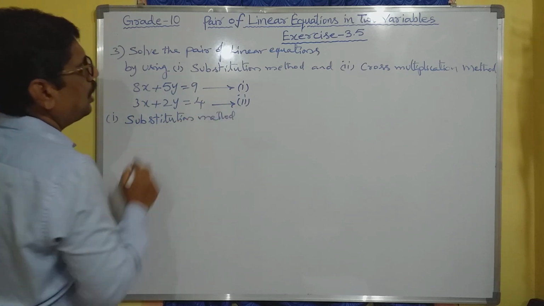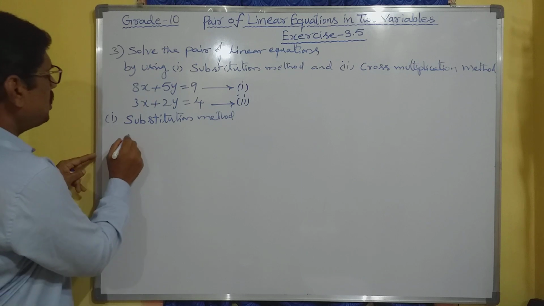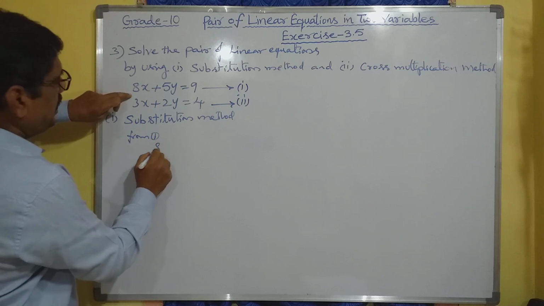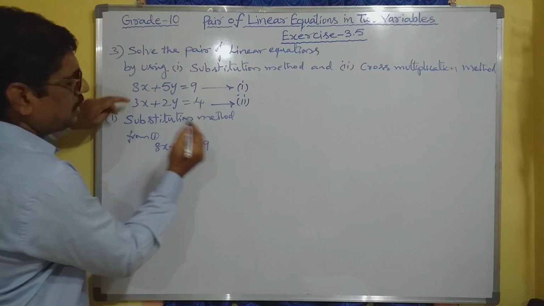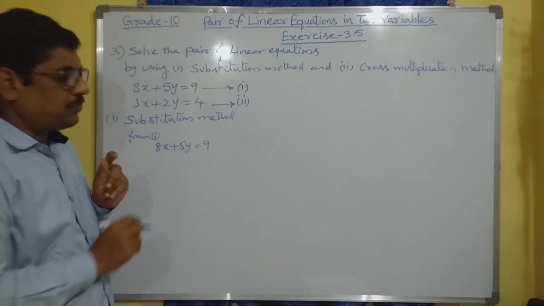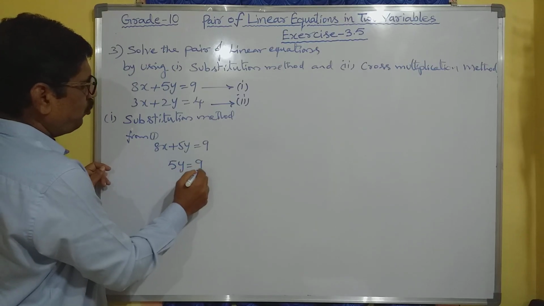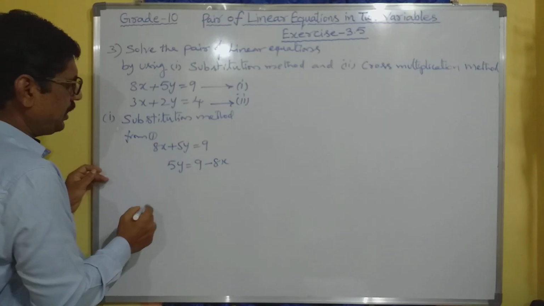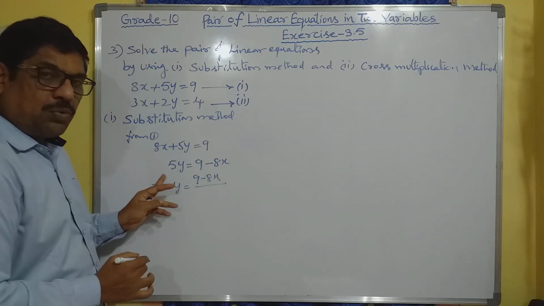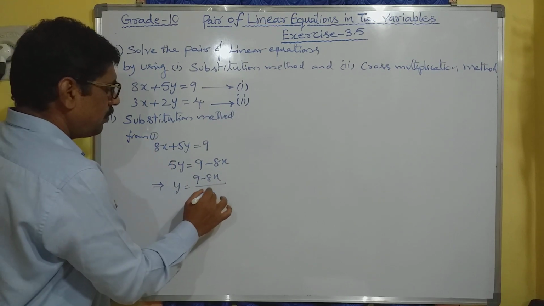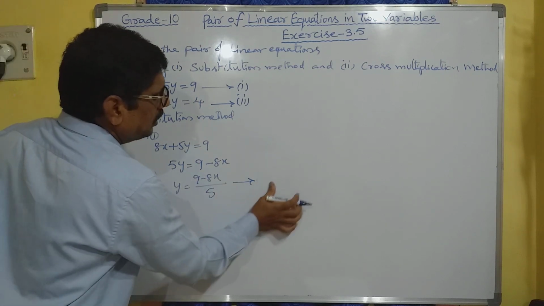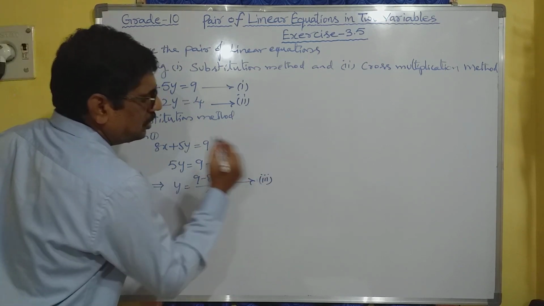So what we need to do? Let us take the first equation. What is equation 1? 8x plus 5y is equal to 9. Now let us make y the subject in this equation. For that, transpose 8x to the RHS, we get minus 8x. Then y is equal to (9 minus 8x), and the 5, if you send it to the RHS, it divides by 5. Say this is equation 3.